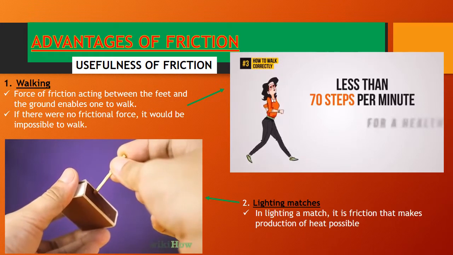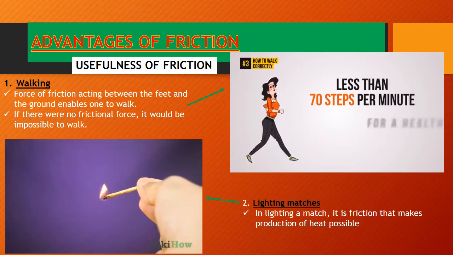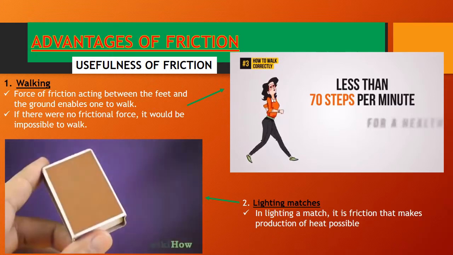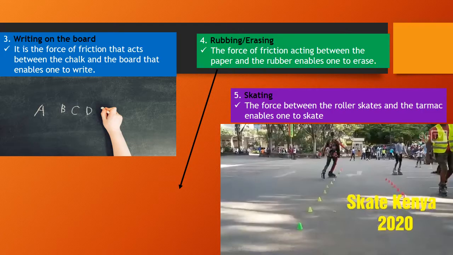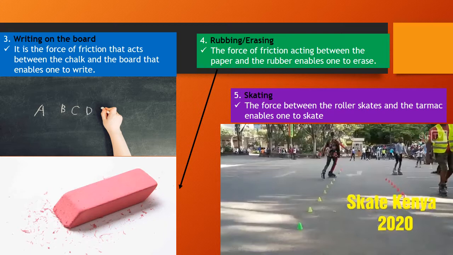2. Lighting matches. In lighting a match, it is friction that makes production of heat possible. 3. Writing on the board. It is the force of friction that acts between the chalk and the board that enables one to write. 4. Rubbing or erasing. The force of friction acting between the paper and the rubber enables one to erase.